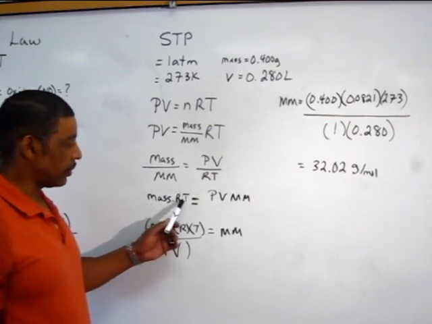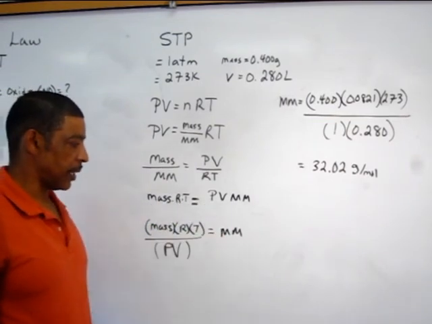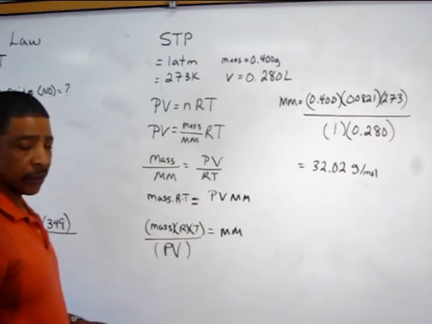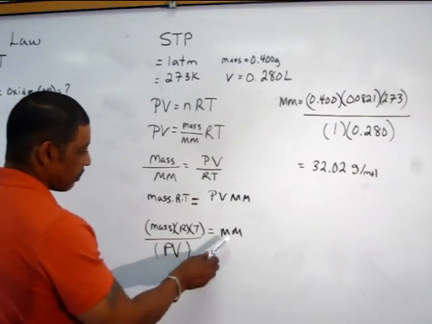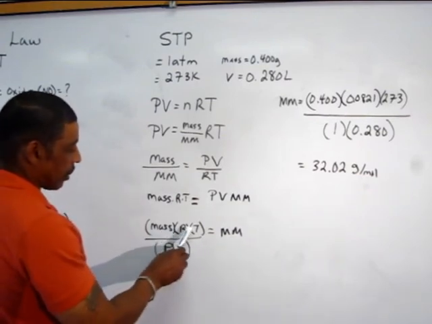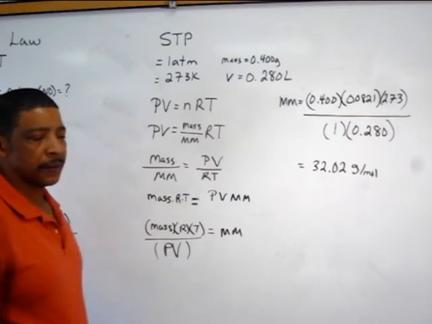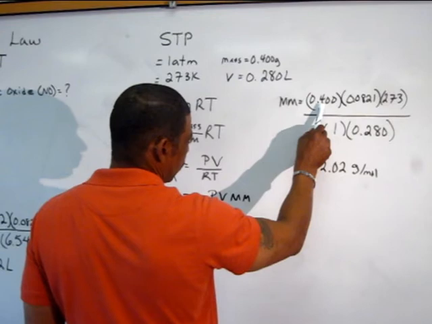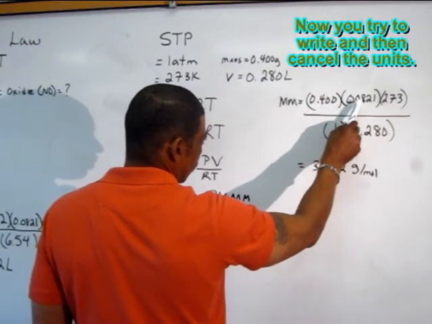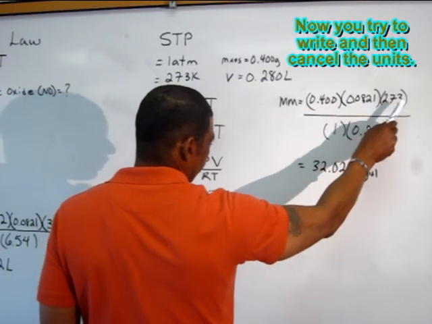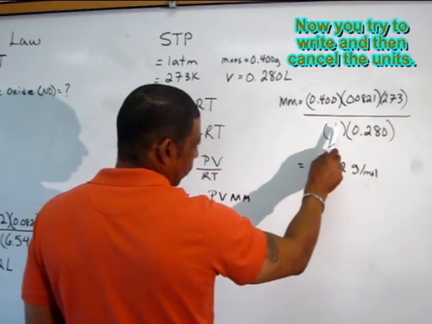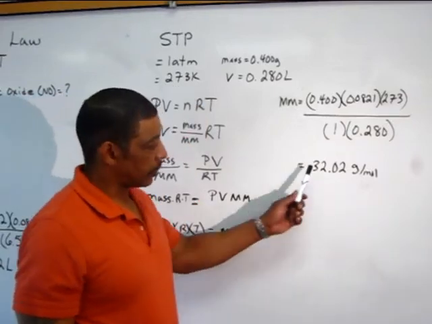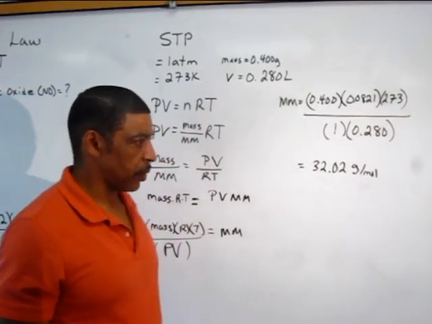Mass times RT is equal to PV times molar mass. And of course, to isolate molar mass, we divide through by PV, which will yield the following equation. Molar mass is equal to mass times RT divided by PV. And now we simply insert the values, where molar mass is equal to 0.400 times 0.0821 times 273 divided by 1 times 0.280. And this will yield a molar mass of 32.02 grams per mole.